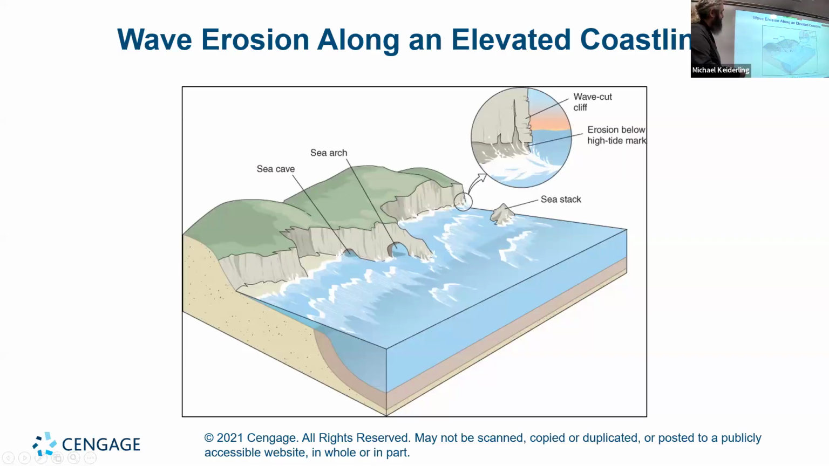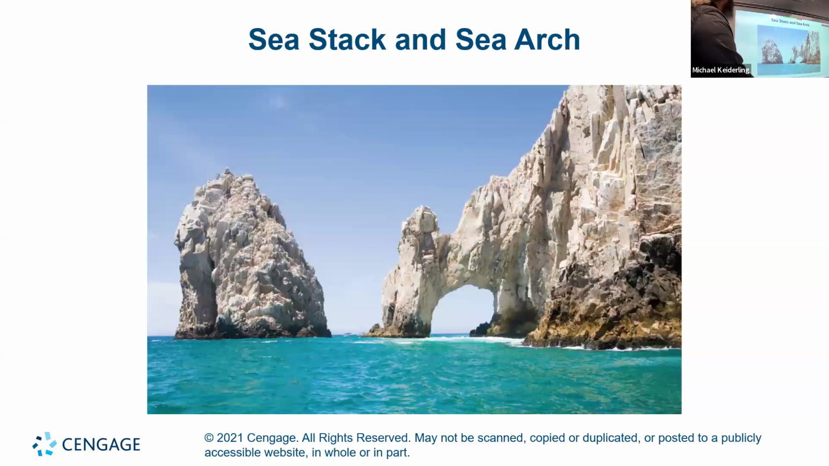So here you have an elevated coastline. You have cutting from the waves, basically. You can get sea caves, sea arches, sea stacks. And because the erosion is all below the high tide mark, you get these wave-cut cliffs that are sort of undermined. So here's a sea stack and a sea arch. When that overlying arch collapses, you get the stack.